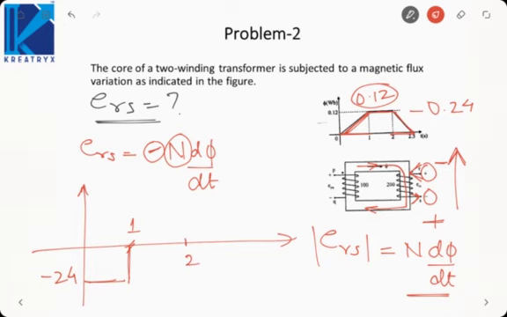Then from 1 to 2, the EMF induced is 0. Then from 2 to 2.5, since the slope is minus 0.24 into 200, that is 48, and with a minus sign, minus will become plus. So it will be plus 48. This will be the waveform for ERS versus time. Just remember, first find out the polarity of induced EMF using Lenz law on the flux, then calculate the magnitude of EMF using E is equal to N d phi by dt, that is Faraday's law, and plot the waveform.